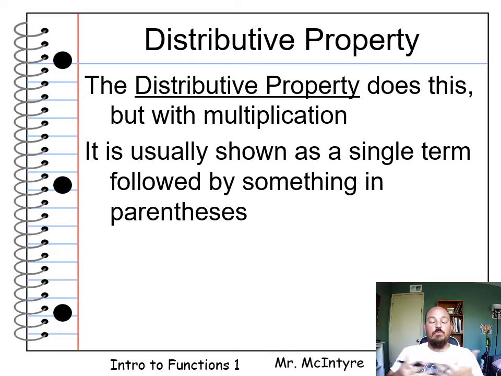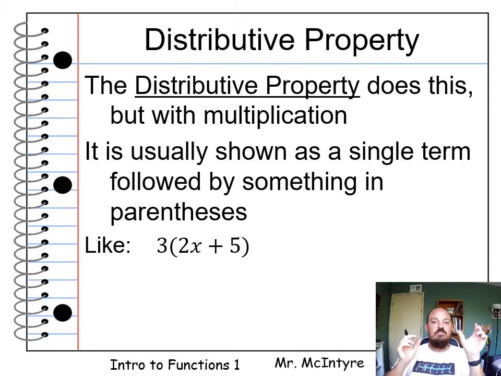So the way you're going to recognize distributive property in a math problem, it usually looks something like this. You're going to have a single term. It could just be a number like 3. And then after that number comes something else in parentheses.